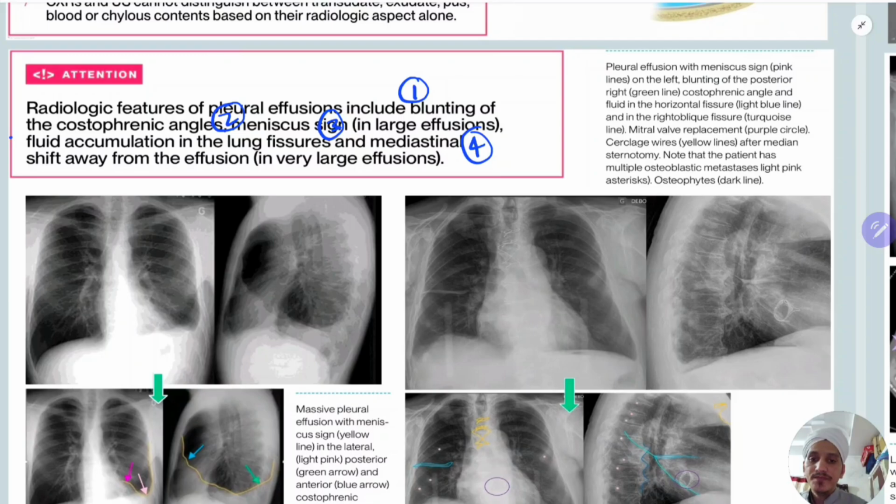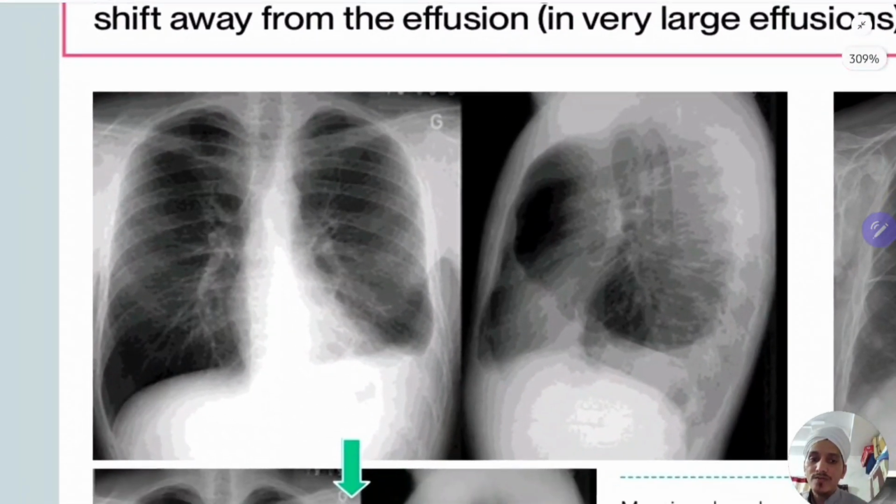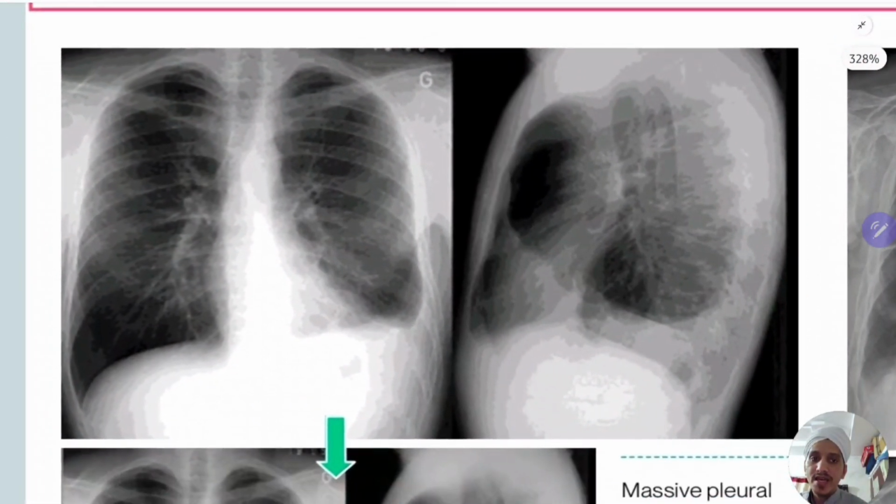Now we will see these things. So you can see this chest X-ray now, both PA and lateral.